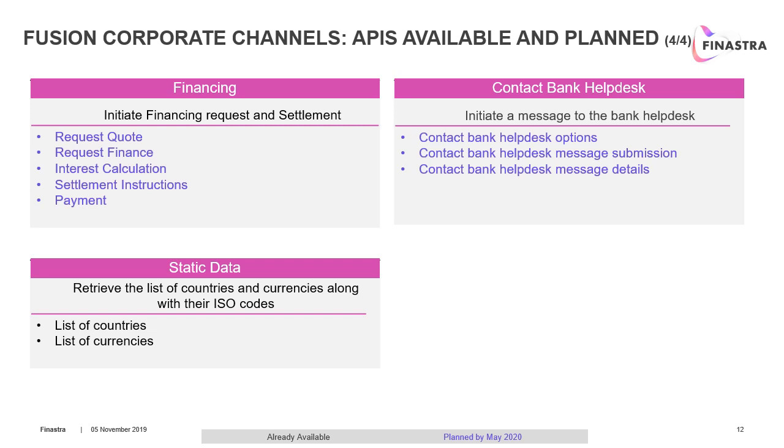Once that has been done, the details can also be viewed as part of the Contact Bank Help Desk message details endpoint. And finally, we have one more API which is on static data. This is also a supporting API which will be used across other features to populate the list of countries and currencies to allow fund transfers or LC initiation transactions. So these are some of the APIs which have been planned by FCC by May 2020.